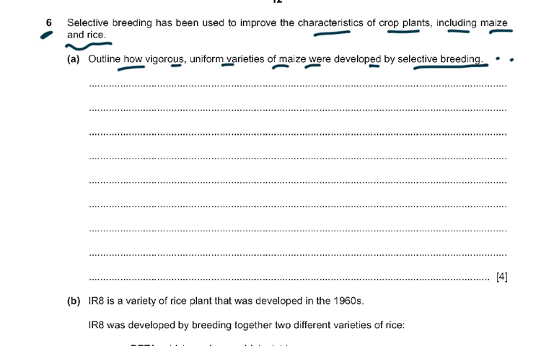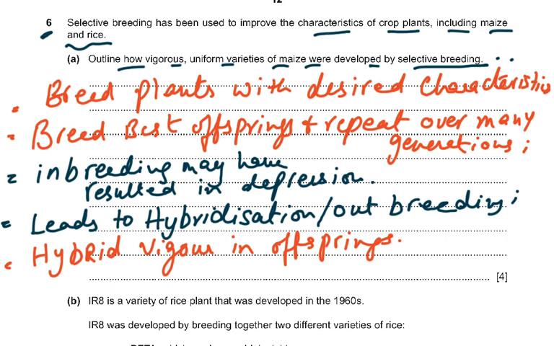And this is of course inbreeding, or you can do hybridization or outbreeding. And this will give us hybrid vigor. And so 4 marks for that. And F1 have the same genotypes or the uniform phenotypes. Now, all we had to do is you had to talk about artificial selection.